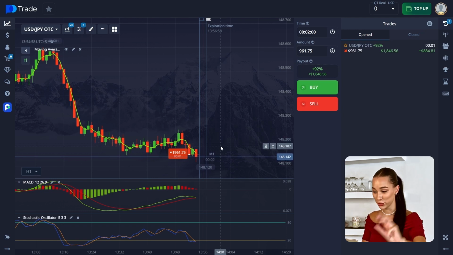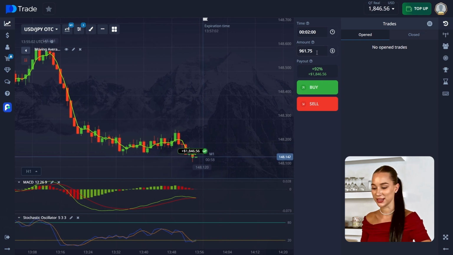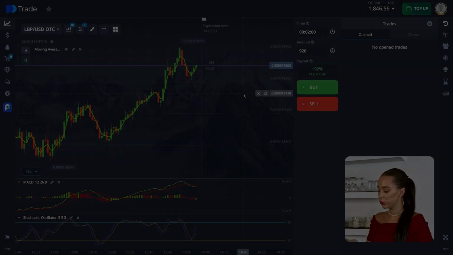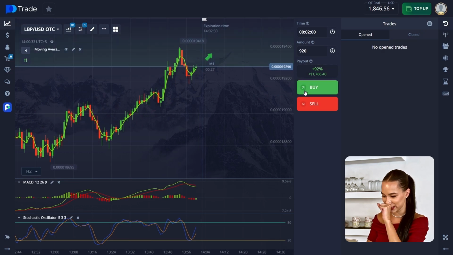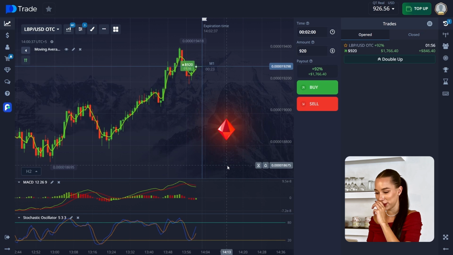So 3 seconds, 2, 1, and we close this trade in the plus, guys. Ooh, perfect. Interesting situation. And it's almost $1,000. Okay, but let's do that. I opened here a trade for 2 minutes.